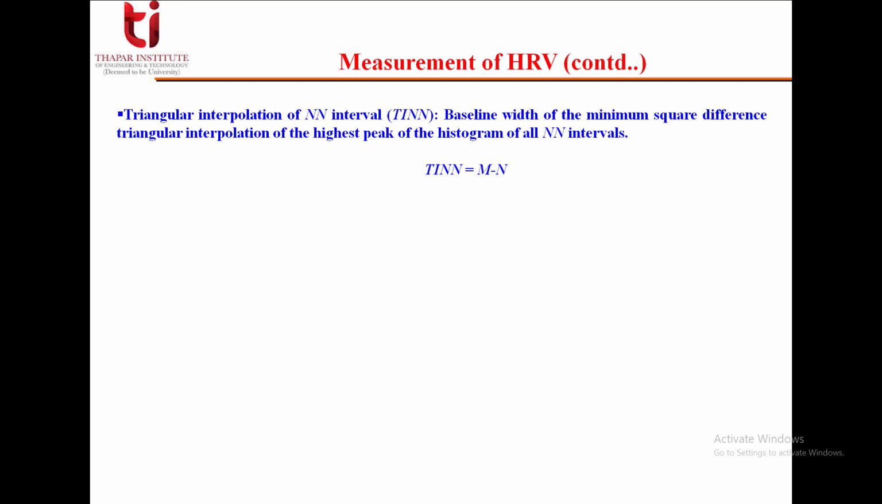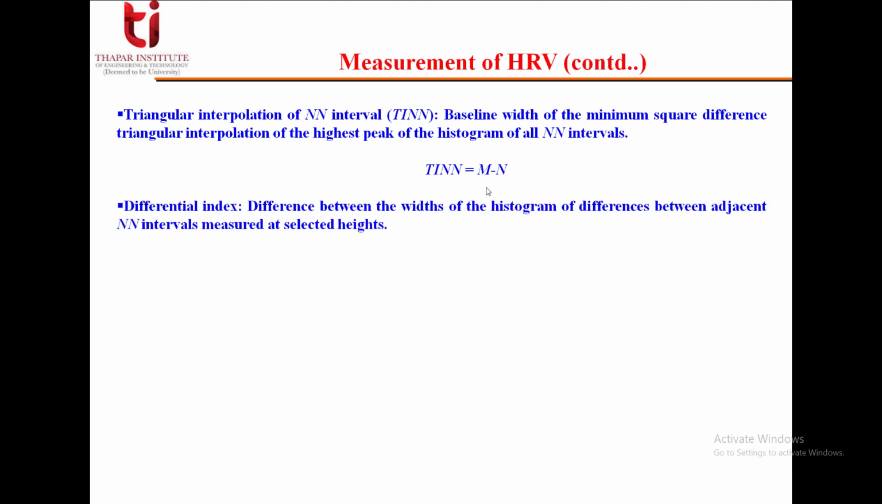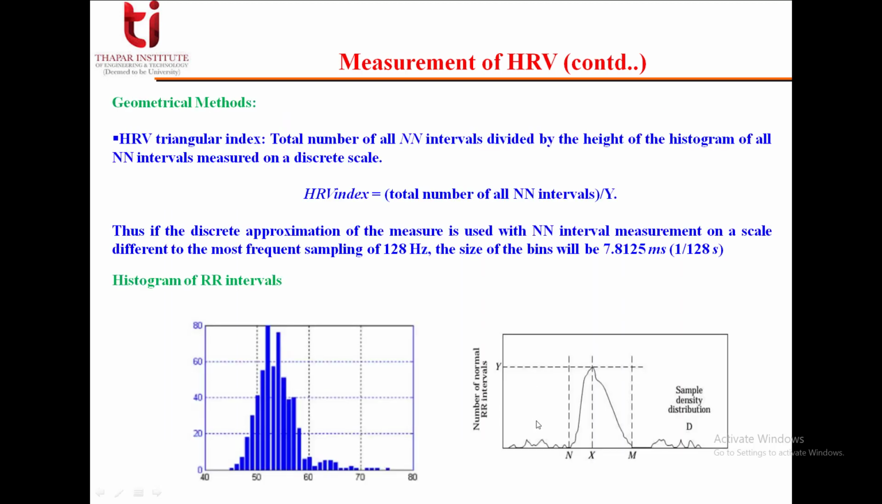Then we have another parameter, that is triangular interpolation of NN interval, that is TINN. Baseline width of the minimum square difference, triangular interpolation of the highest peak of the histogram of all NN intervals, that is M minus N. You can see in the last figure, this is M and N. So that parameter will be M minus N.